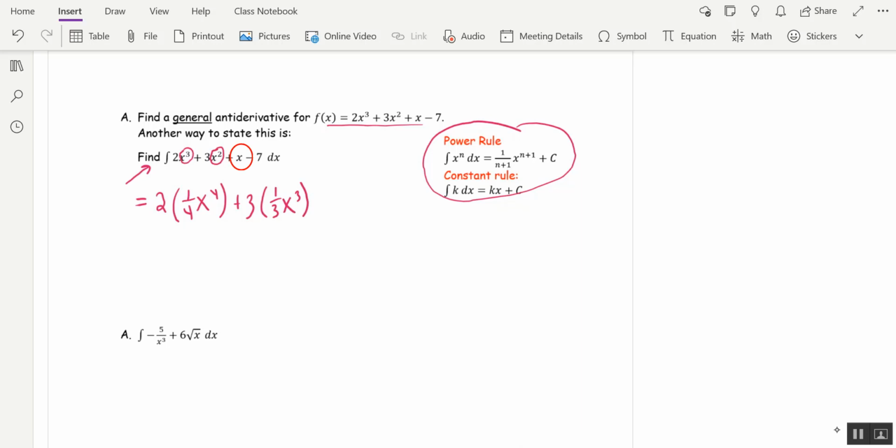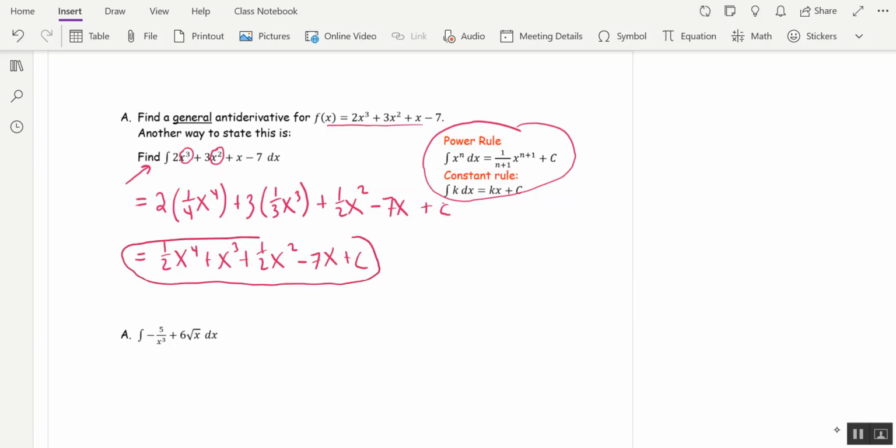The integral of x is 1/2 x squared, and the integral of 7 is, by the constant rule, 7x. And that's because the derivative of 7x is 7. And then I add on a constant. Now, you can certainly do this step in your head, and I am fine with that. If we simplify this, we get 1/2 x to the 4th plus x cubed plus 1/2 x squared minus 7x plus c. And as you do more of these, you'll be able to do this intermediate step in your head. I'm just showing that so you can see how I get my final answer.